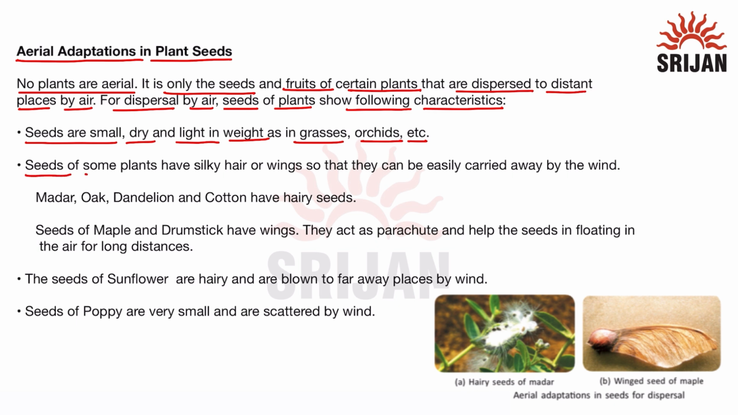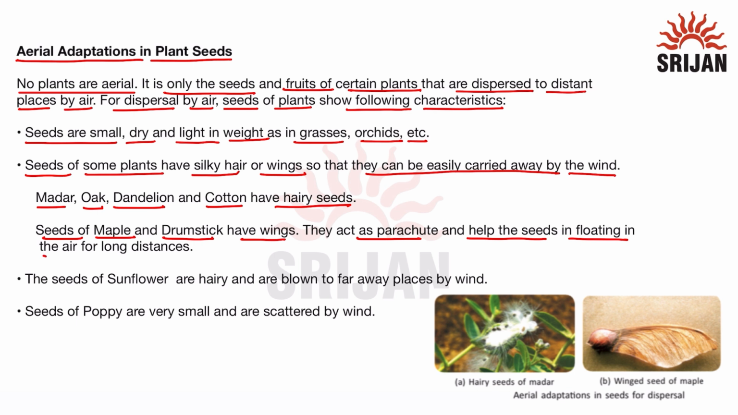Second is that seeds of some plants have silky hair or wings so that they can easily be carried away by the wind. For example, madder, oak, dandelion, and cotton have hairy seeds, and seeds of maple and drumsticks have wings. They act as a parachute and they help the seeds in floating in the air for long distances. So the seeds which are to be dispersed by the wind can either have hair or they can have wings, which helps them to float in the air for long distances.